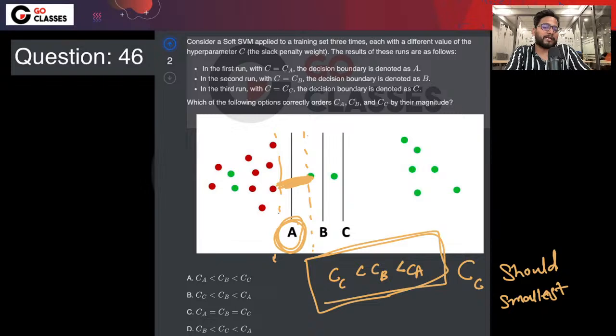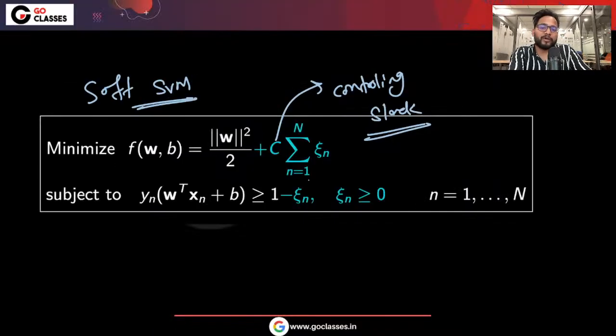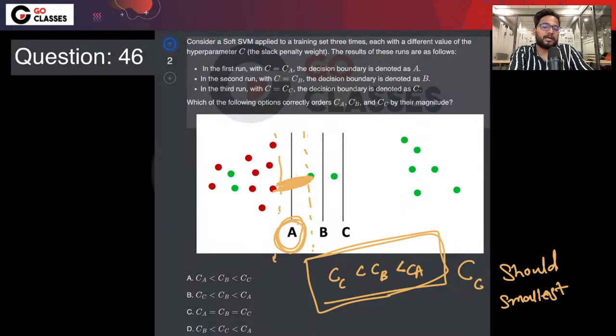Okay, C A must be highest. Why? We are at least minimizing the number of slacks. So if we are very much caring about the slacks, then C must be higher, right? If we don't want to have any slack. So this A is saying that I'm very much caring about the slack, which means C A must be highest.